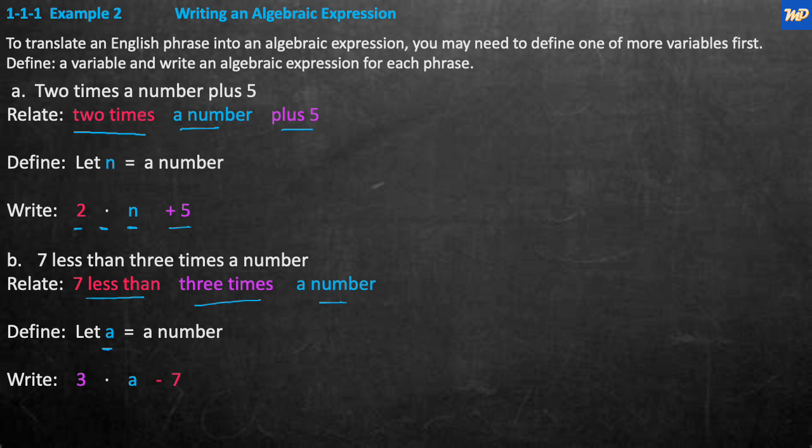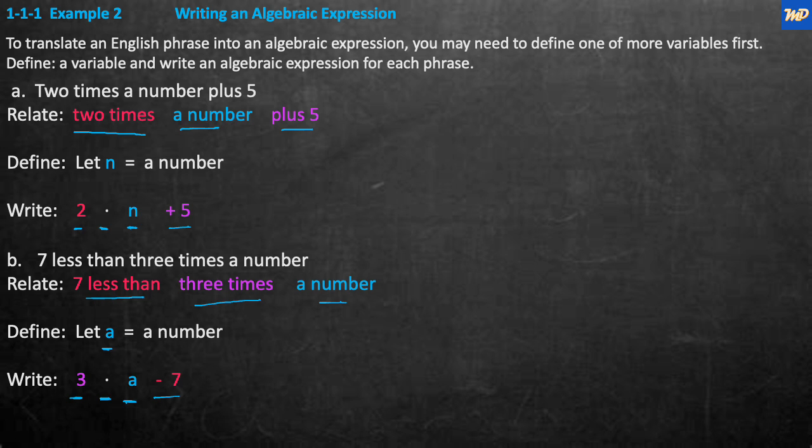So in doing so, 3 times a number, the number is a. 3 times a. 7 less than means you're going to subtract, minus 7. So if I said B was 7 less than 3 times a, it's pretty straightforward. So 3 times a minus 7.